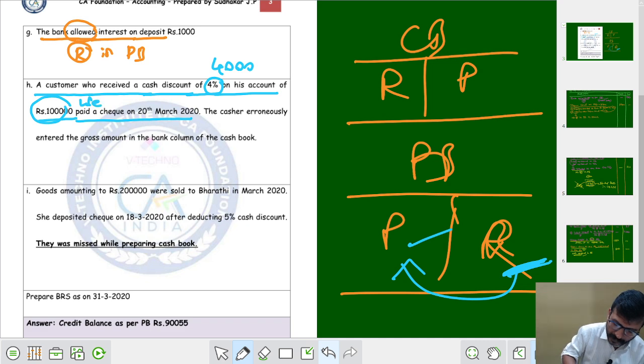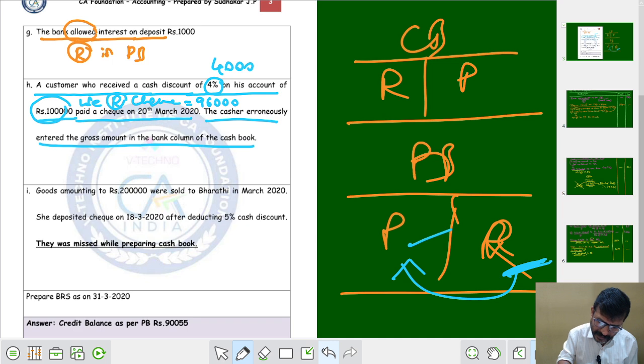We received a check. We received a check for how much? 1 lakh minus 4000, 96,000. Am I right? The cashier erroneously entered the gross amount. Erroneously entered gross amount means how much? 1 lakh. In where? In the bank column of the cash book.